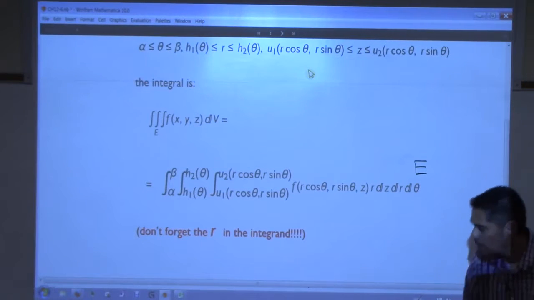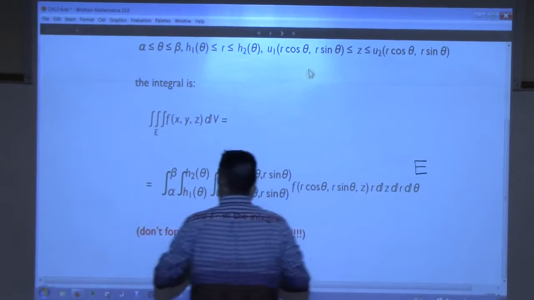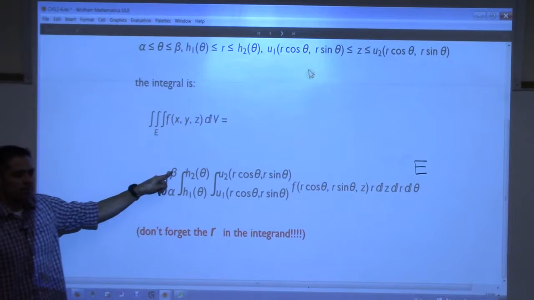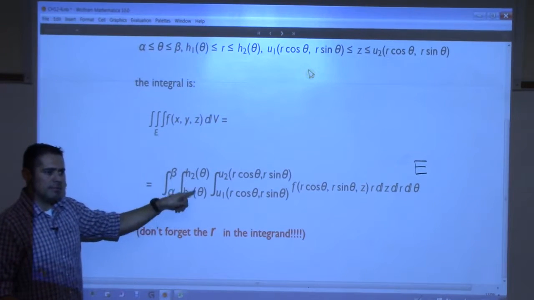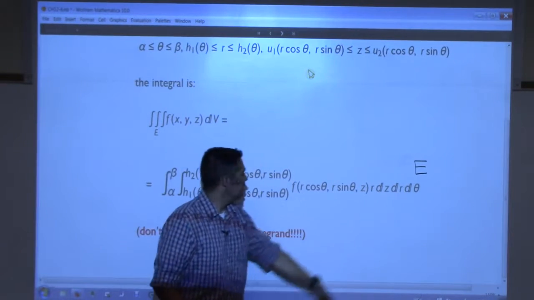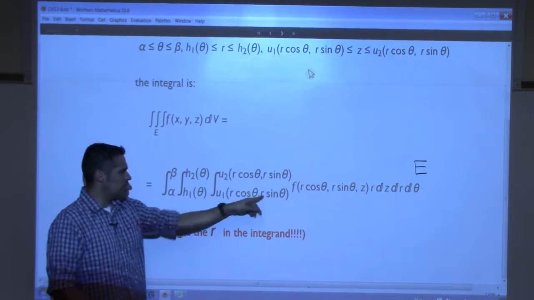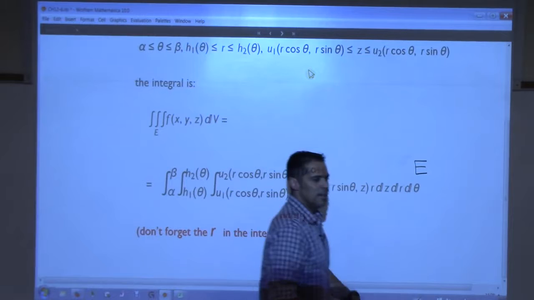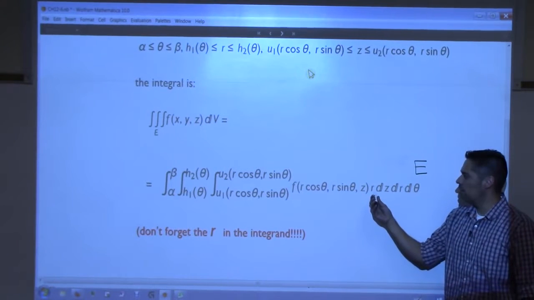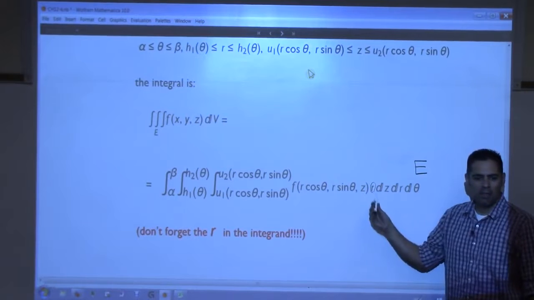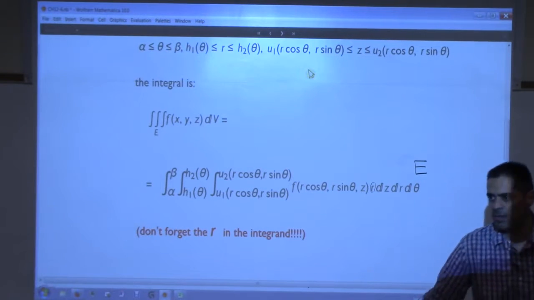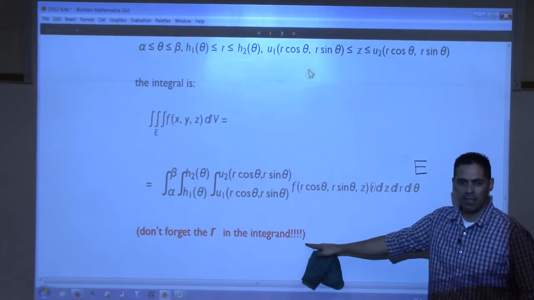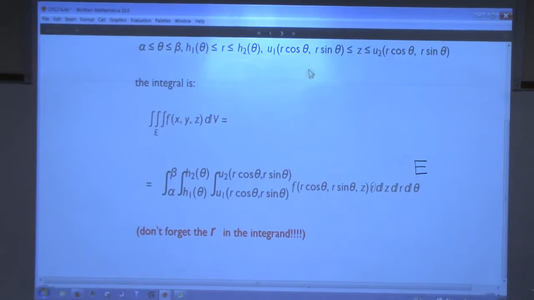It was possible, yes. Now look at how this triple integral is set up. Alpha to beta is your restriction on theta. H1 theta, H2 theta is your restriction on r. U1 of all this junk, U2 of all this junk, that's your restriction on z. And do you see the all-important thing in here? R. And that's because anytime you're in polar coordinates, you must have this r here. And cylindrical is polar, just three-dimensional. So do not forget the r in the integral when you go to cylindrical coordinates.